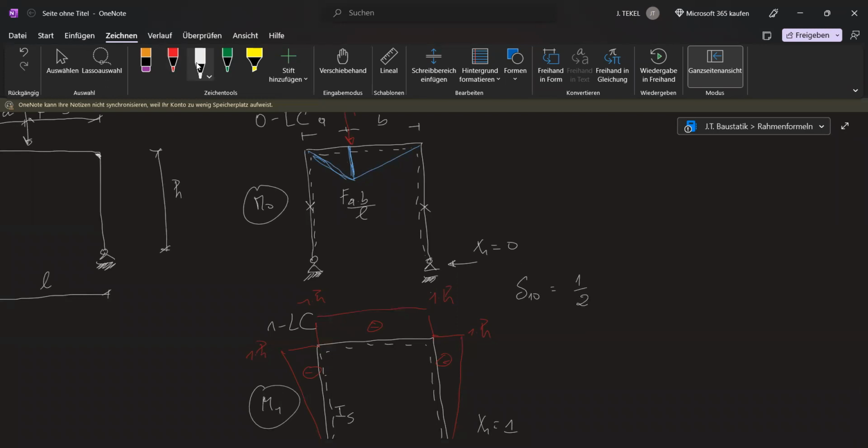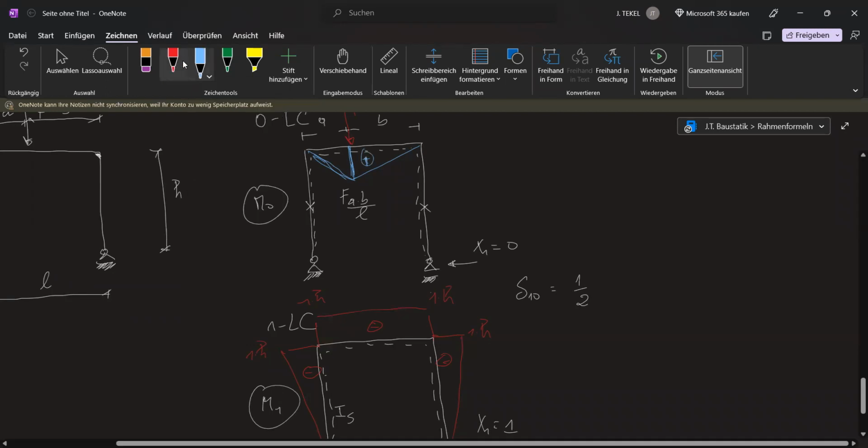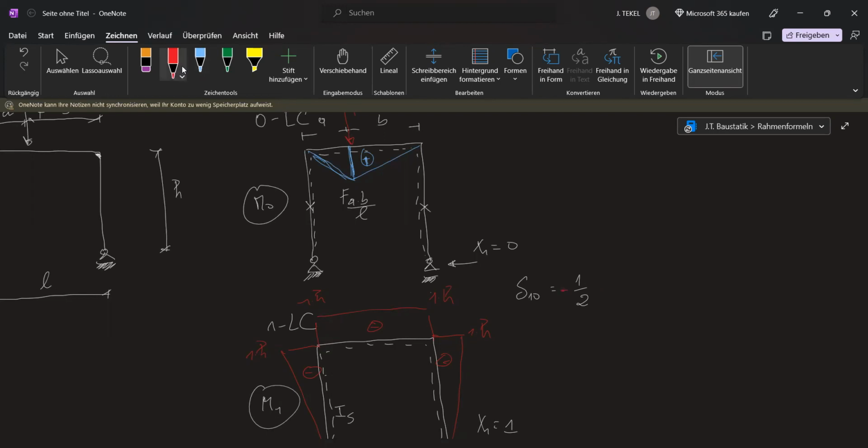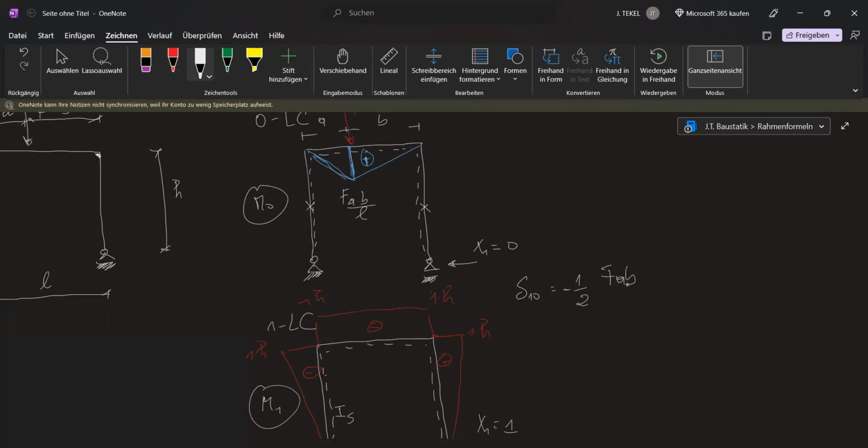Now the distribution on top is a positive one, and the one on the bottom is a negative one. So the sign is going to be a negative sign. Let's just write it normally. So minus 1/2, and then the value on the top is FA times B divided by L. The value on the bottom on the M1 distribution is H. The length of the segment is L, or A plus B, that's L here, the span length.